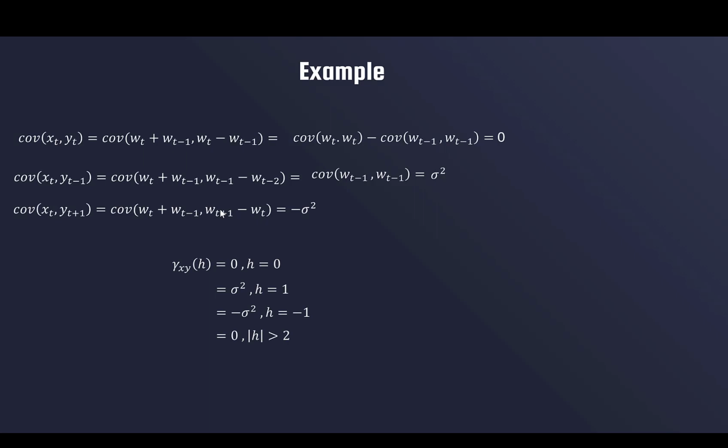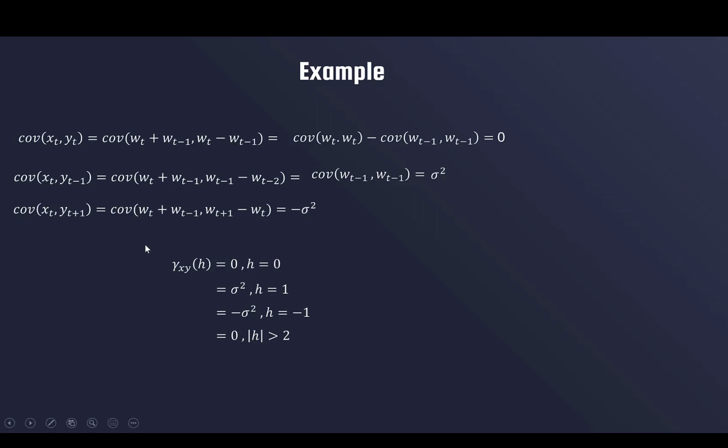To summarize: if the difference between the 2 time points is 0, the cross covariance is 0. If the difference is 1, so t minus t minus 1, it's sigma square. If I do it the other way around, the difference is minus 1, so it's minus sigma square. And if you take a lag greater than 1, you will find that x and y have no terms in common, and it is going to be 0.